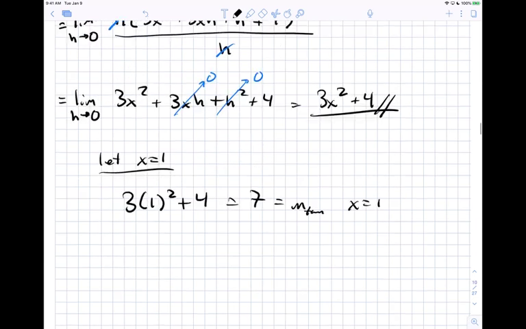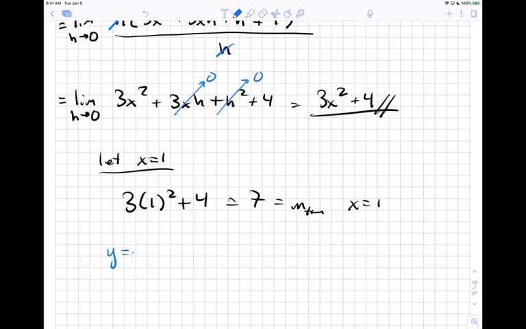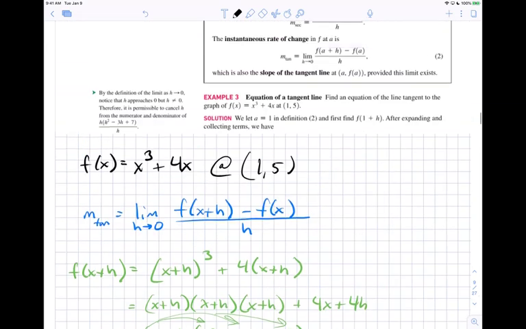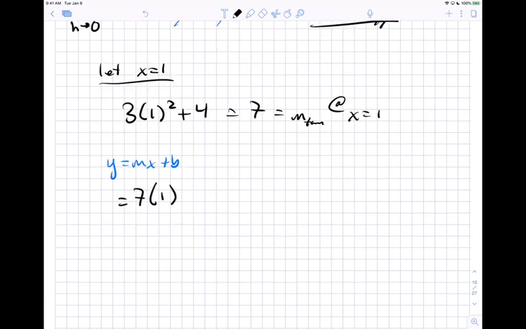Then I'm a fan of y equals mx plus b. So the slope is, let's see, this is when x is 1. So if our slope is 7 and the ordered pair we had was 1, 5, then this was 1, this was 5, this was b.